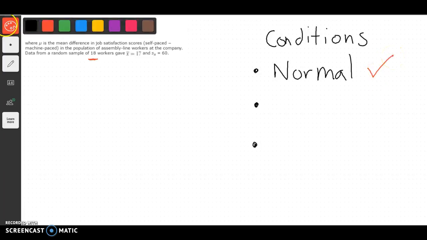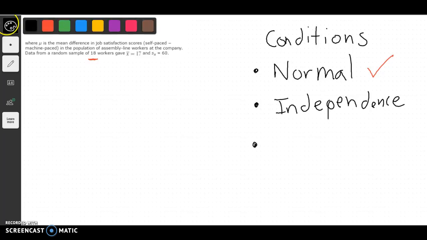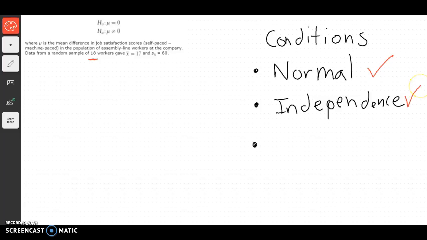The next thing we need to check is independence. We're going to assume that they have more than 180 workers for this assembly line, which is probably a good assumption to make. We have to make sure the sample is not greater than 10% of the population. The last thing we need to check is that they were randomly selected, so that we have randomness. And they were, because it says a random sample. So that is good for us.